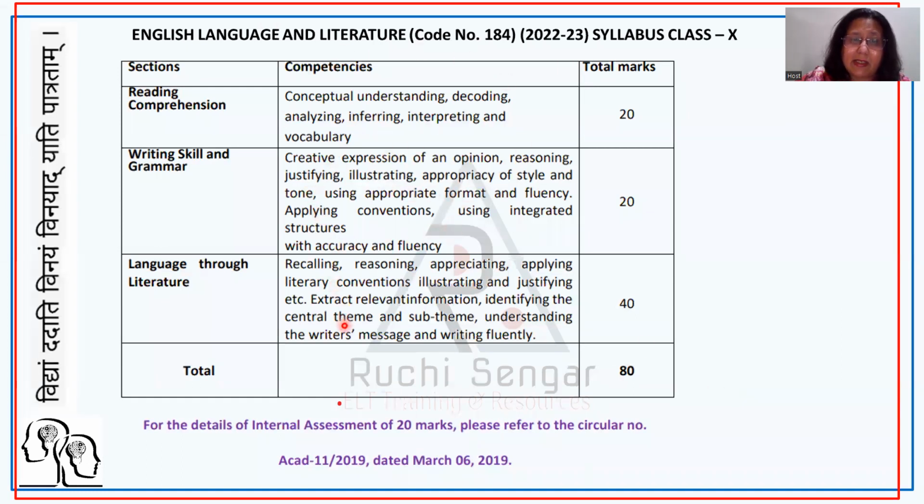Look at the competencies. My God. Identifying central theme, sub theme, writer's message, relevant information, illustrating and justifying, applying literary conventions, reasoning. God. And then we say, oh, this is a difficult question. It's already told you what you have to do, what you have to expect in the paper. Look at this, analyzing, inferring, interpreting, vocabulary, all there in reading. Even when you look at the specific syllabus, it will show you there. Then you have the 20 remaining to make it 100.